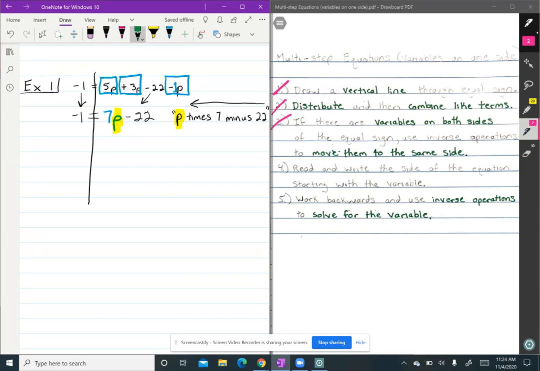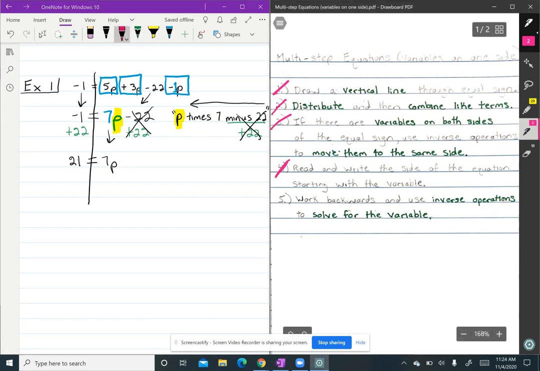So my last operation was minus 22. So the opposite of subtraction is addition. And whatever I do to one side, I must do to the other. Negative 1 plus 22 leaves me with 21. Negative 22 plus 22 equals 0. So I cross that out. And then my 7p drops down. I can then cross out that step. I also can cross out step 4 over on the right because I've read it.